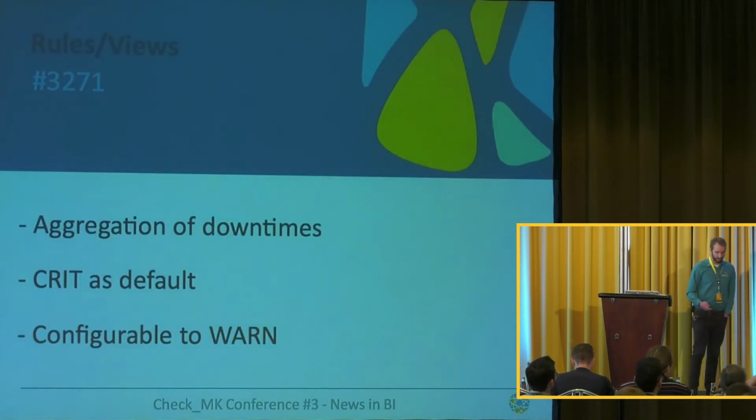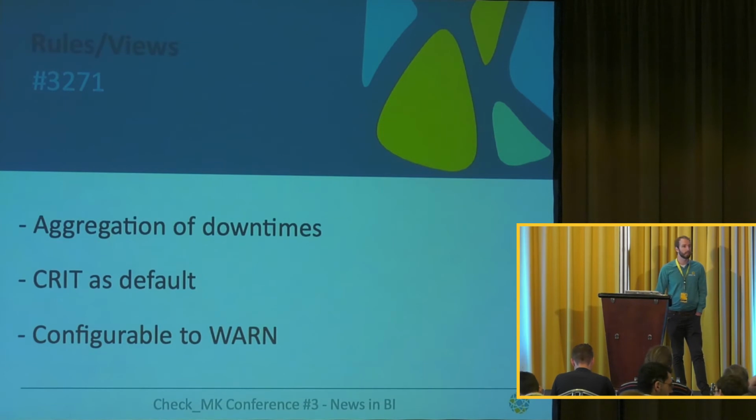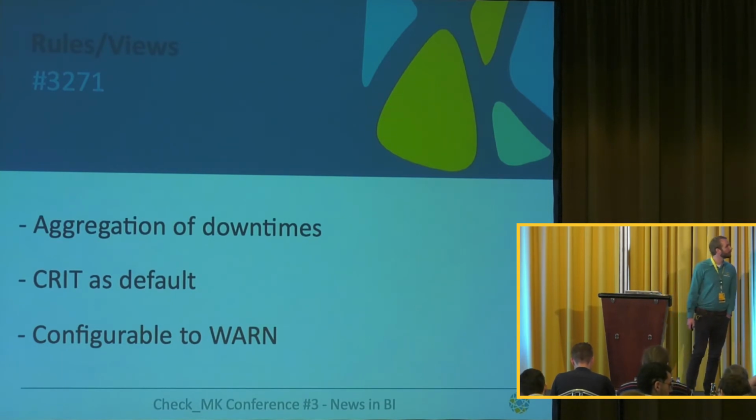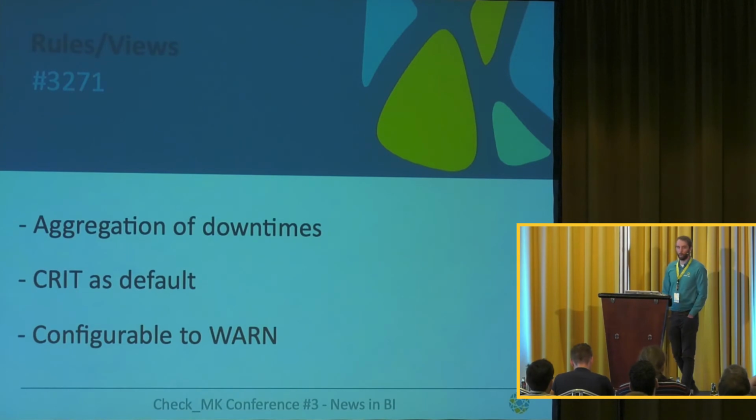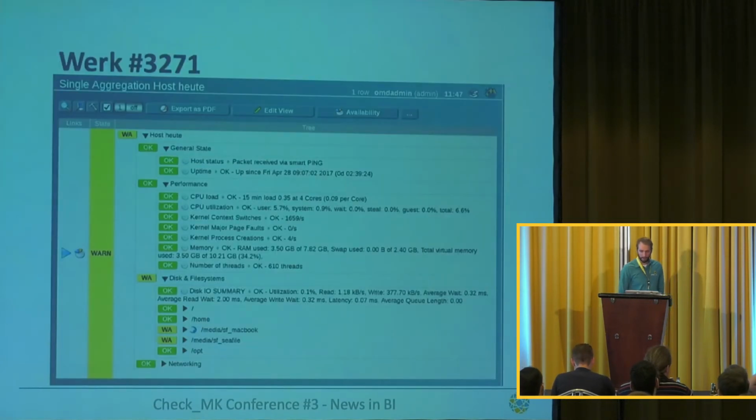But the actual work is that so far we have calculated it as crit, and right now we can also do that with warn. That means in the aggregation itself you have that check, and you say the aggregation is now calculated as a warn, and if it goes to the next level, then the downtime is set. The principle is the same, but the assumed state is different.